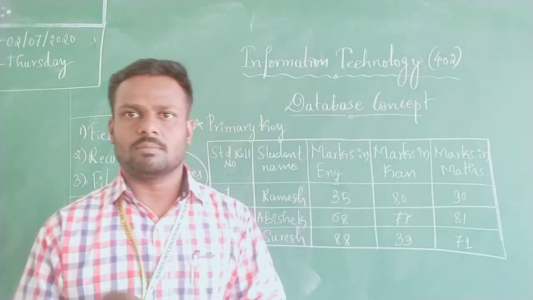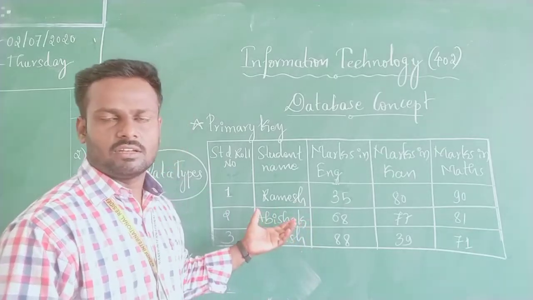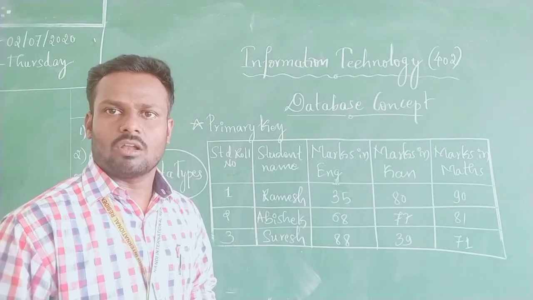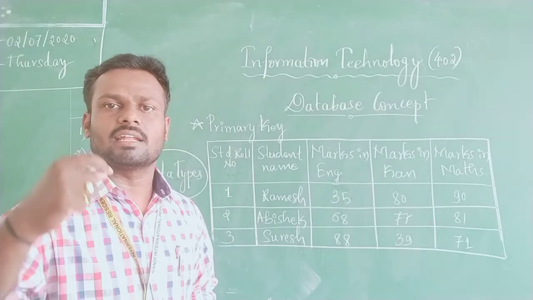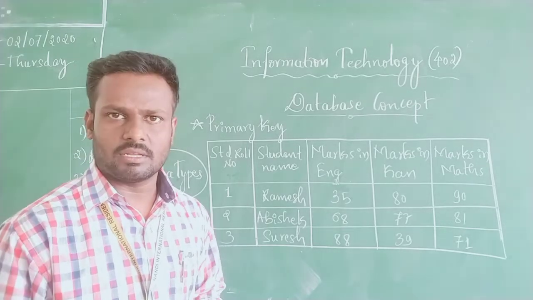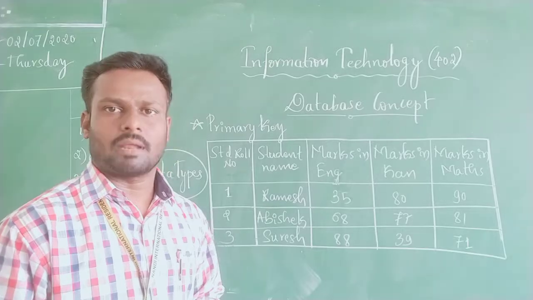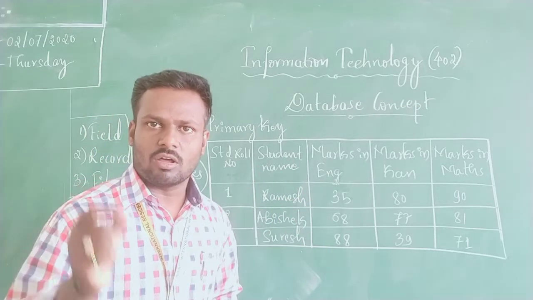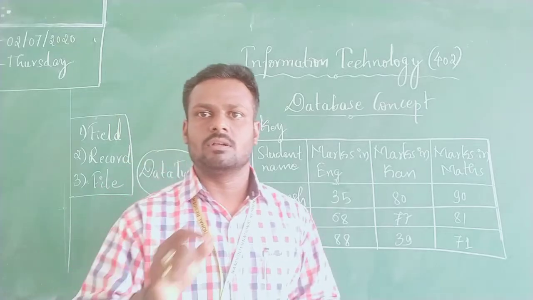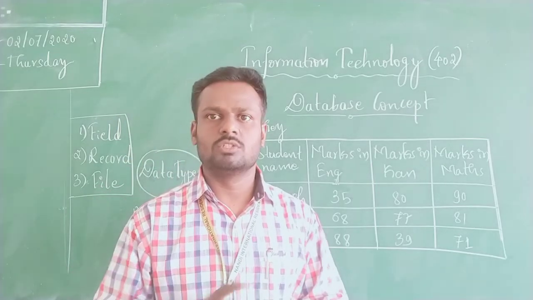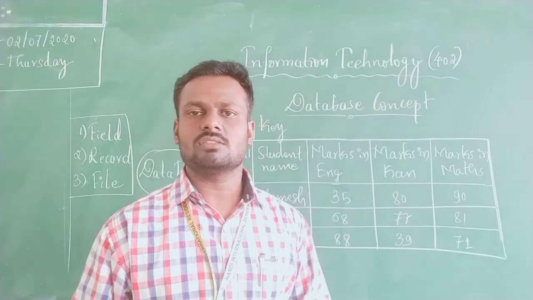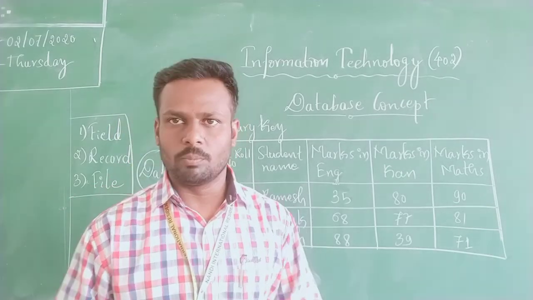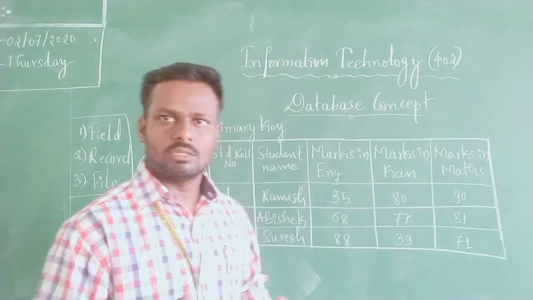Whatever table you create in a database, any one column must be made a primary key. So what is a primary key? When you make a column a primary key, that column should not accept null values, and it should not take any duplicate values, null and duplicate.